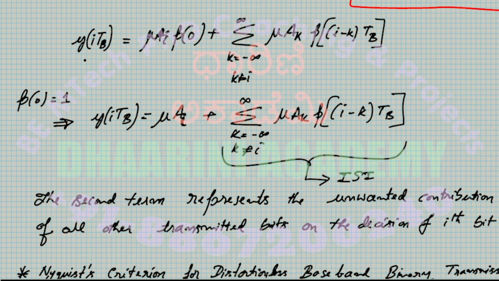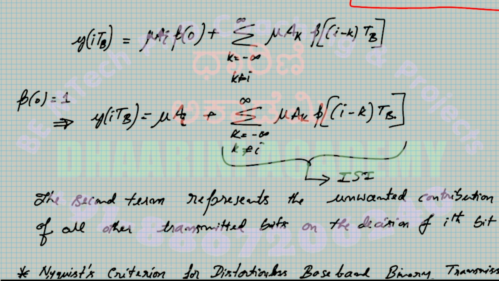Okay, so now you see y of iTb is equal to this equation. So since p of 0 is 1, I can update in this way. Okay, y of iTb, the sampled output will be mu into ai plus some other parts which is coming from the summation. So the summation contains p of (i minus k) into Tb, right? And i is not equal to k, right? So it's different, right? Different p's will come into picture. In the sense, the past value of the pulse p, second past value, third past value, and so on. Because k varies all the way from minus infinity to plus infinity.